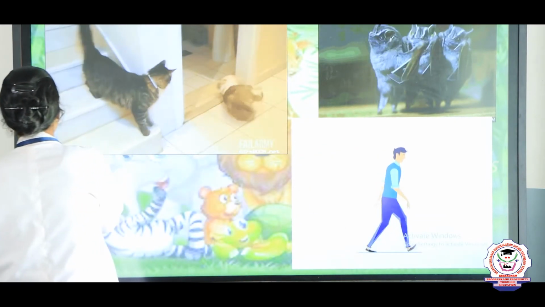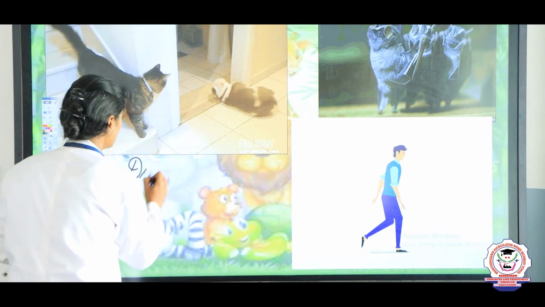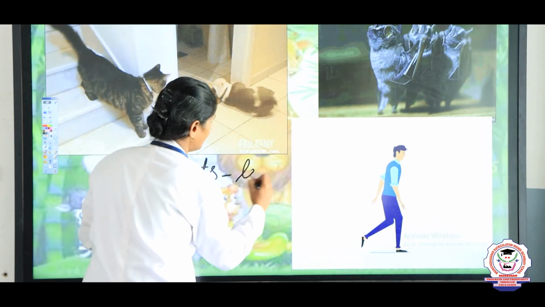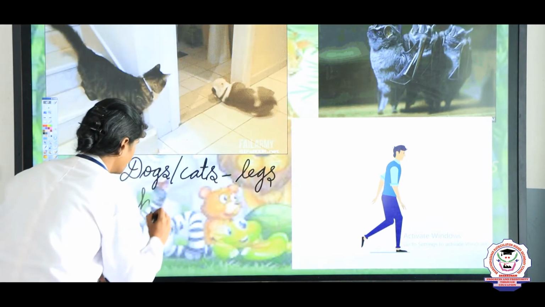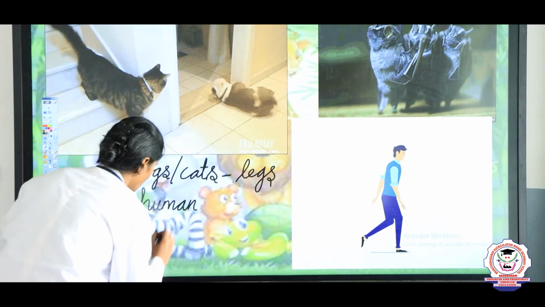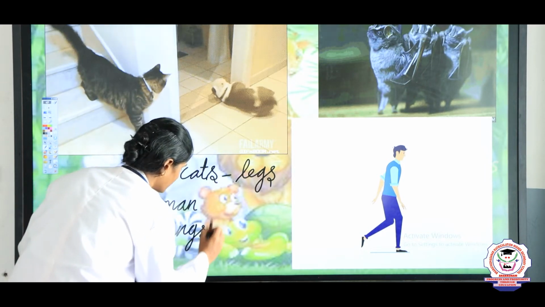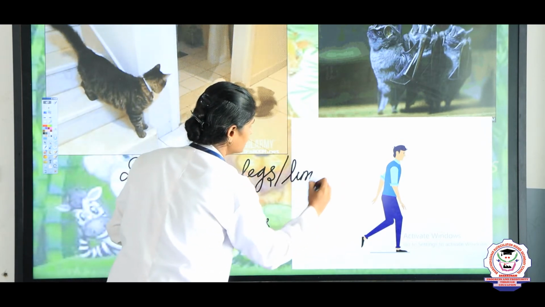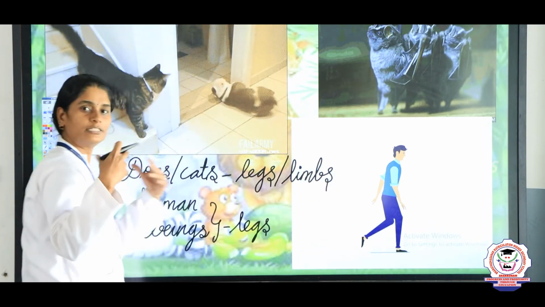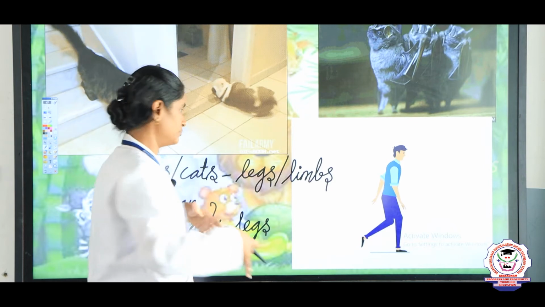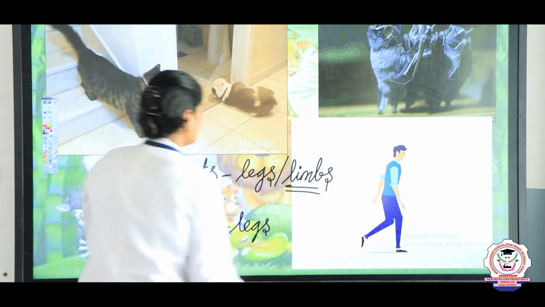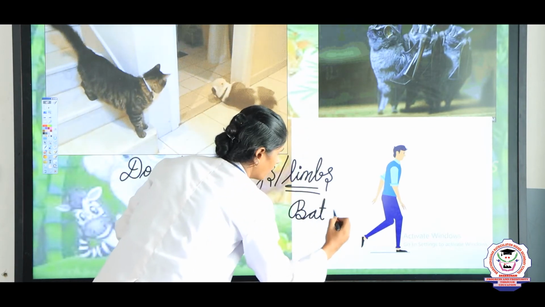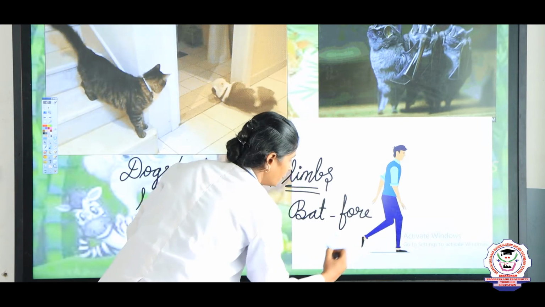Now let's write. Dogs and cats move with the help of legs. Even human beings move with the help of legs. So dogs and cats use their limbs. These limbs can be the forelimbs as well as the hind limbs, right? Both the limbs they use to move. And bat moves with the help of modified forelimb.